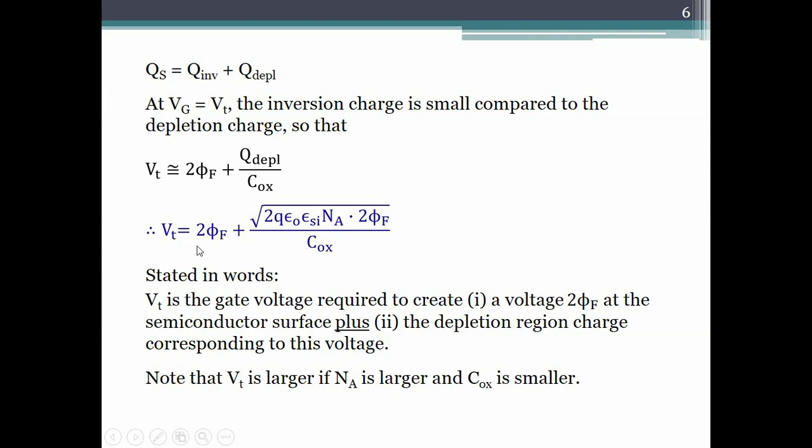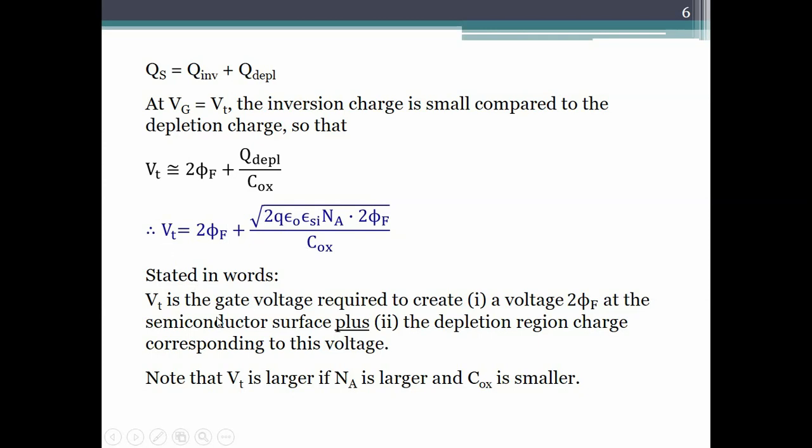So stated in words, the threshold voltage is the gate voltage that is required to create two things, two terms here, this term and this term. What is this? This is the surface potential, which must be equal to 2 phi f. So the gate voltage must create a surface potential 2 phi f, plus it must create a depletion charge given by this expression. So that is what the threshold voltage is.